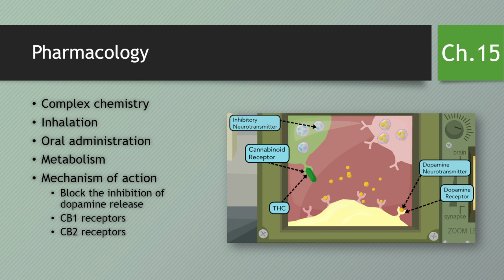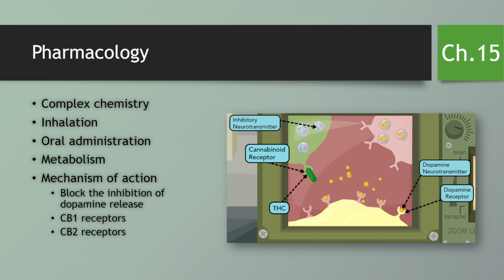In terms of the mechanism of action, we kind of just showed this here in Mouse Party, but again, it's going to block the release of the inhibition of those inhibitory neurotransmitters. So it allows more dopamine to be released, and it tends to work on the CB1 and CB2 receptors, which again affect sort of different regions.